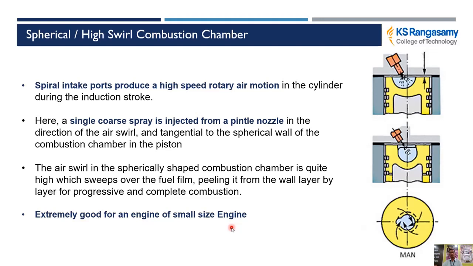So the open combustion chamber mostly has three types. One is called low swirl, that is the spherical combustion chamber. Another one is called medium swirl, that is the toroidal combustion chamber. The third one is called high swirl, that is the spherical combustion chamber.